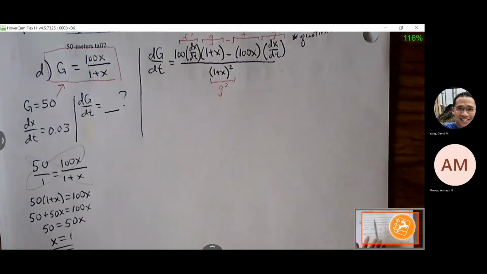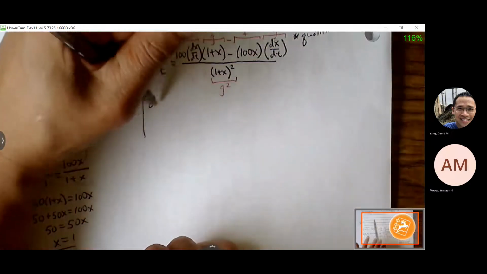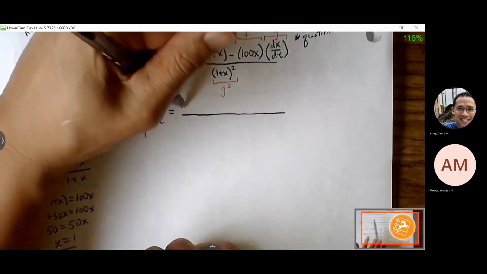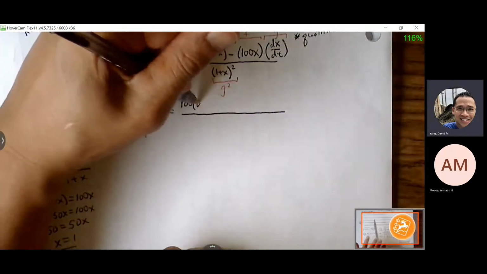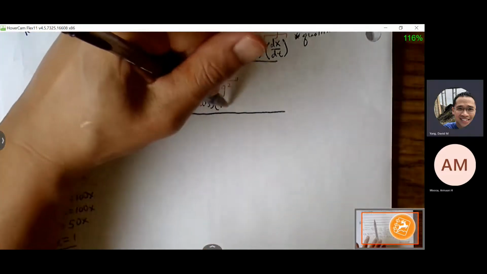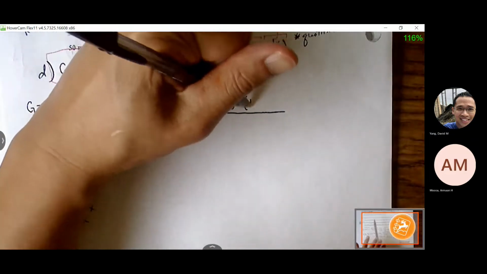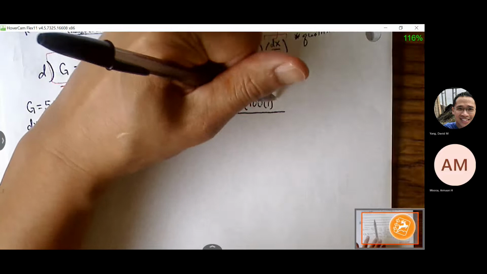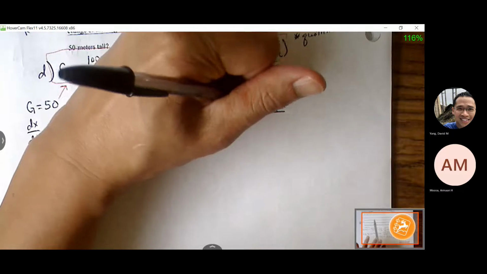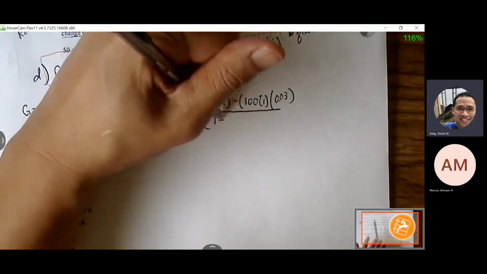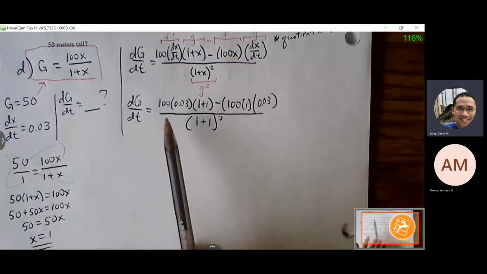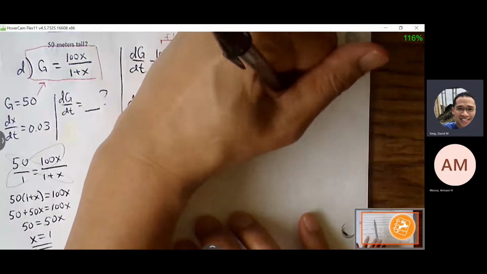Okay, so dx dt, 1 plus 1, minus dx dt again, 0.03, all over 1 plus 1 squared. This is a mess having to clean all this up. It ends up giving us 3/4.